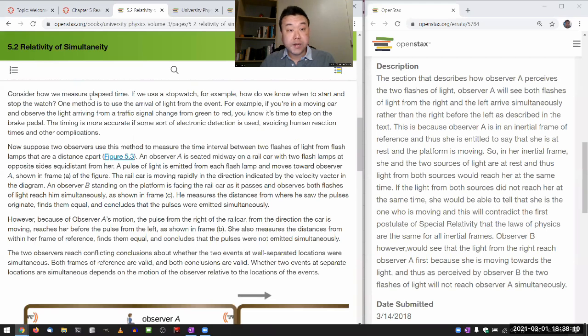Consider how we measure elapsed time. If we use a stopwatch, for example, how do we know when to start and to stop the watch? One method is to use the arrival of light from the event. For example, if you're in a moving car and observe the light arriving from a traffic signal changing from green to red, you know it's time to step on the brake pedal. The timing is more accurate if some sort of electronic detection is used, avoiding human reaction times and other complications.